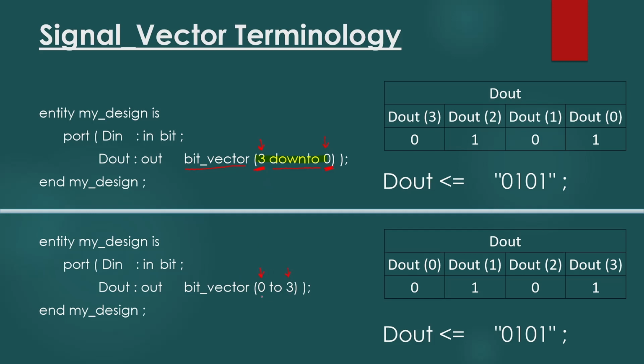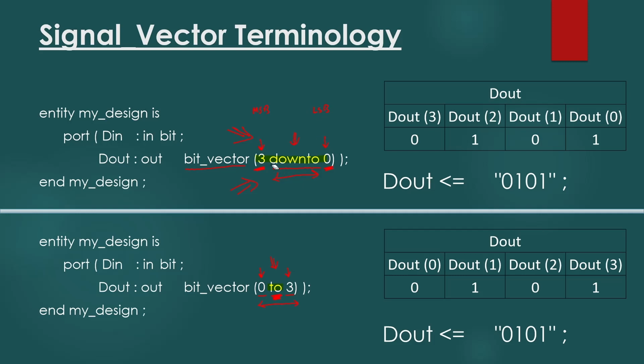So whenever you are declaring indexes in descending order, you will use down to, and whenever you are doing it in ascending order, you will use to, as you see in both the examples on the screen. But in general, while declaring a vector, we prefer to use the higher index on the left and the lower index on the right, so the direction will be down to. This is because we want the MSB to have the higher indexing and the LSB to have the lower indexing.